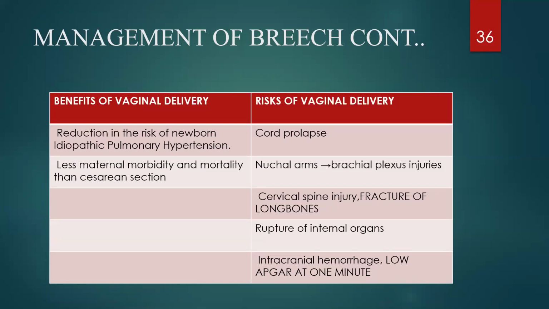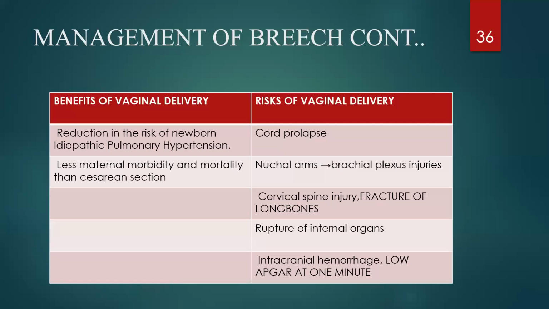Benefits of vaginal delivery for a breech include a reduction in the risk of newborn idiopathic pulmonary hypertension, and less maternal morbidity and mortality compared with cesarean section. But the risk you are likely to face is a cord prolapse, where you have to deliver abdominally within 30 minutes. And then nuchal arms, you would need more stretching and pulling and more maneuvering, and it could lead to brachial plexus injuries, cervical spine injury, fracture of long bones, especially the humerus, then rupture of internal organs within the abdomen, intracranial hemorrhage, and low Apgars, usually at 1 minute. So the golden minute, if you're able to intervene with your resuscitation, the baby should be fine. So it's important to have resuscitation measures and skilled staff on standby when you are doing a breech delivery.